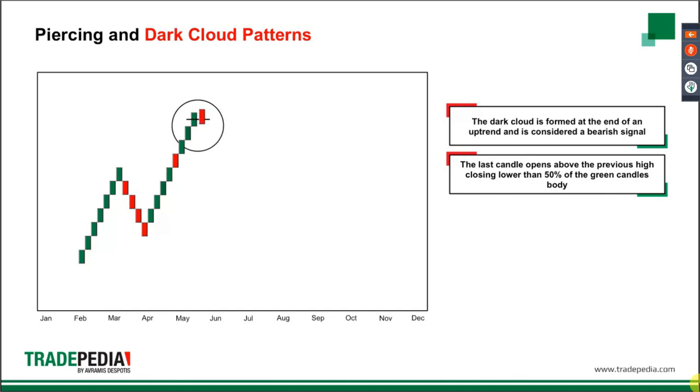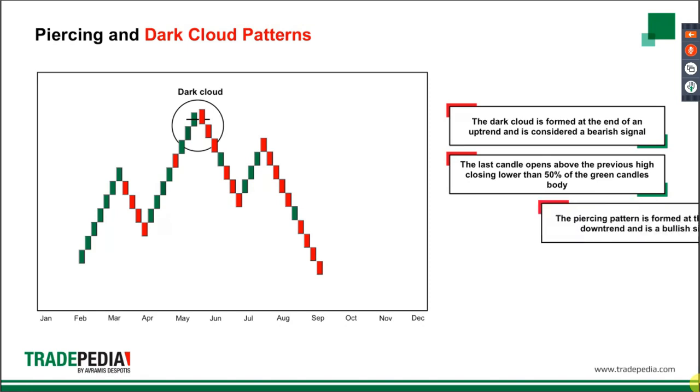Okay, so the piercing pattern is formed at the end of the downtrend and is considered a bullish signal. So this is a dark cloud. Then you see that when price closes below, it pushes lower. And then we have a piercing pattern. This is formed at the end of a downtrend and is considered a bullish signal. So for example, here.